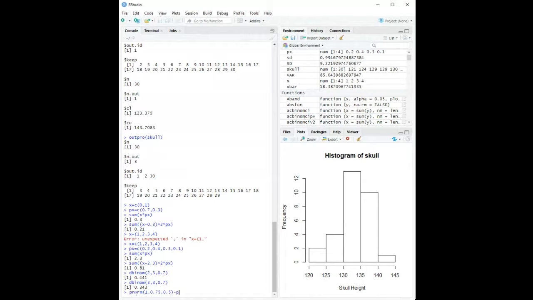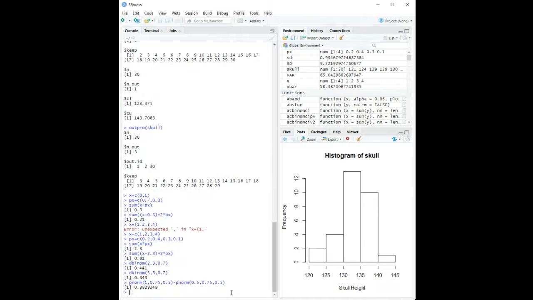So we're going to do now P norm, now the other side. It was between 0.5 and 1. So 0.5, and then again the mean, which is, oh, I'm sorry, 0.75, because we're doing next to mean, and standard deviation is 0.5. Okay, so this is how you get that first one. Enter.